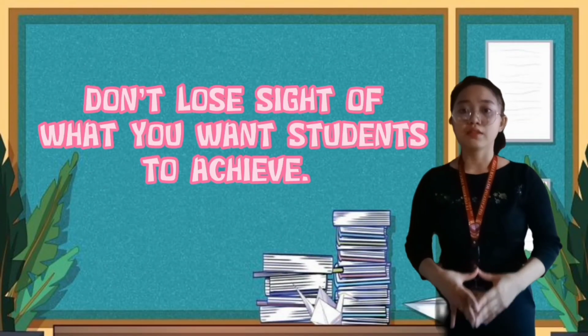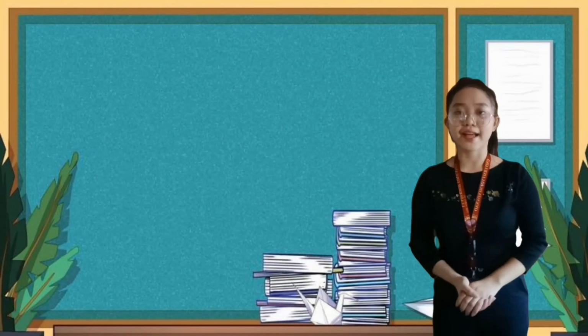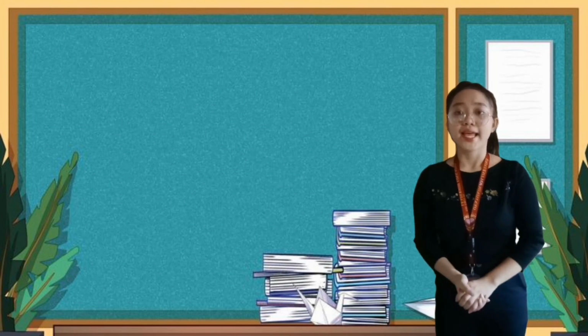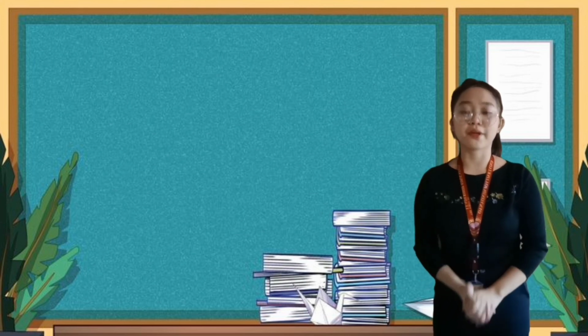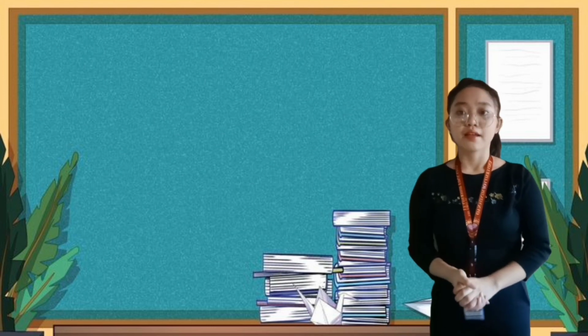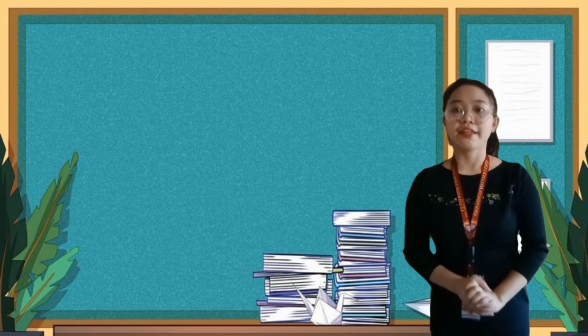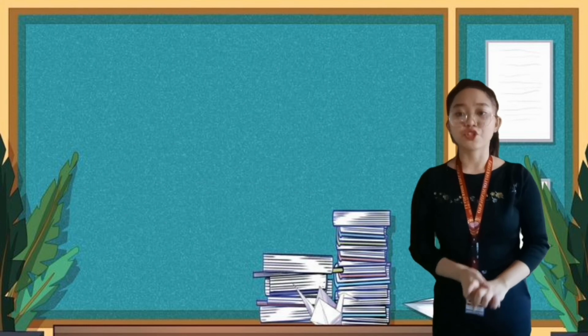Next is, don't lose sight of what you want students to achieve. It means that a teacher should not forget what the teacher wants the child to achieve. And as a future educator, my main goal is for my students to learn and achieve their future dreams because those achievements mean a lot for teachers. They are the persons who help us to go this far, and they will always be happy to see you grow and achieve the things you want to achieve.